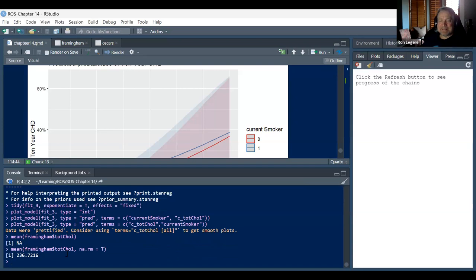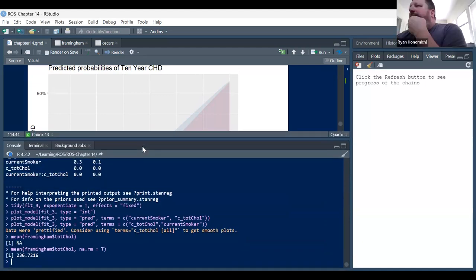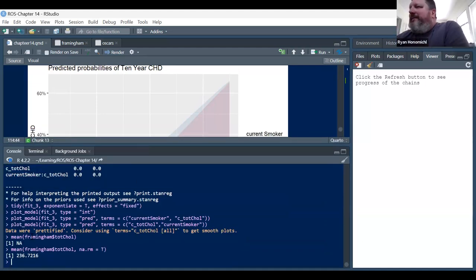If you have a mean cholesterol, smoking is clearly significant then. But if you're already really high, your days are numbered anyway. That's pretty cool. I like how the package says it's been prettified to get smooth plots. I don't know what that means, but anyway.